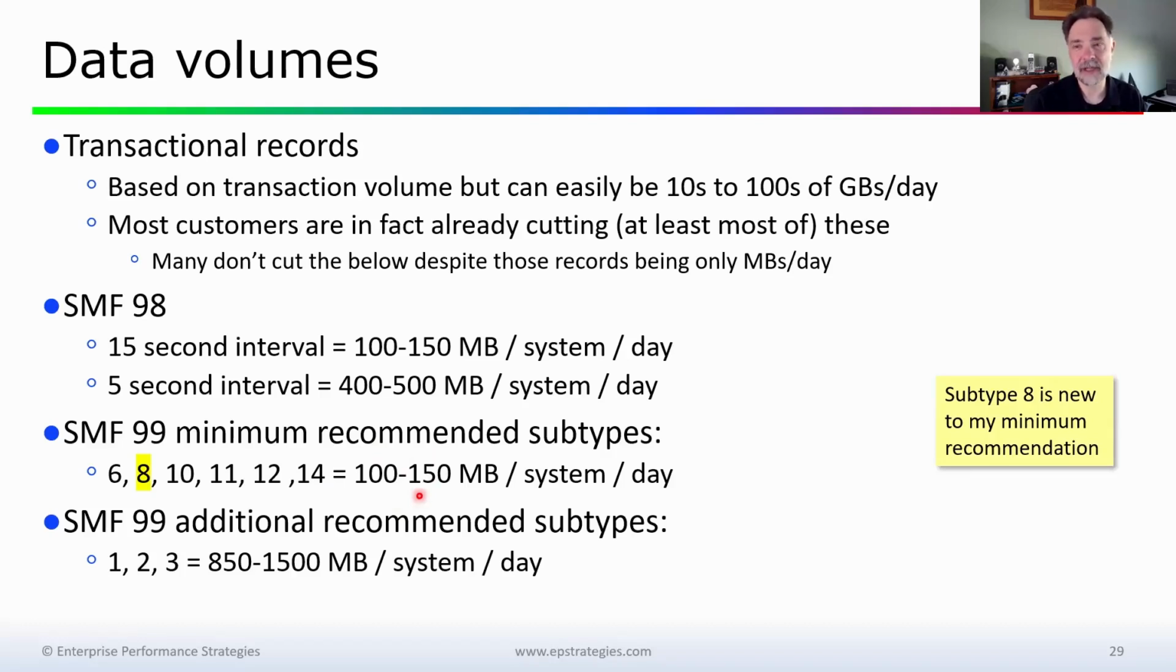So really very minimal. Now, the additional recommended subtypes would be the 1s, 2s, and 3s. These will get you up around that 1 gigabyte mark, maybe up to a gig and a half of data per day. But the 2s can be especially quite interesting. So my recommendation, again, for a gigabyte and a half of data a day, is that I would like to generally see these turned on as well.